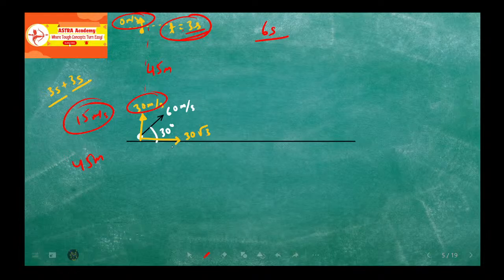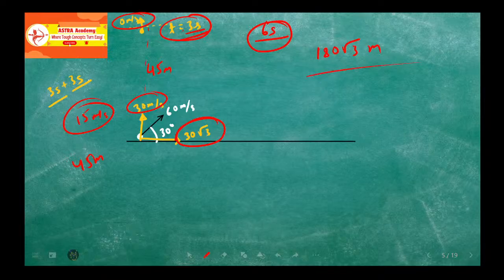Now let us find the range. For range, what do I have to take? 30 root 3 into 6. That is the total time for moving in the horizontal direction, so it is 6 into 30 root 3, which equals 180 root 3 meters. How many of you got the same answer?